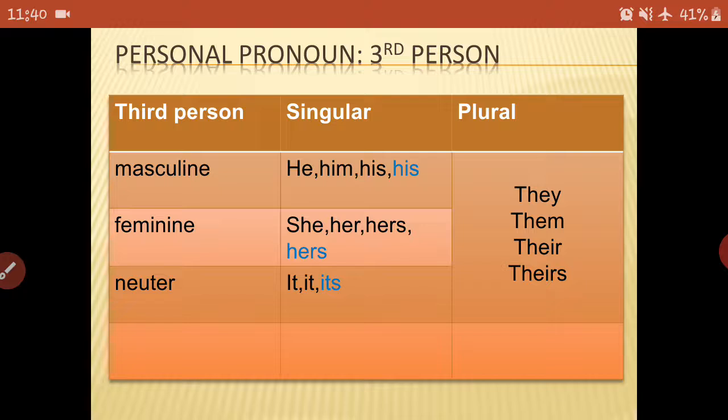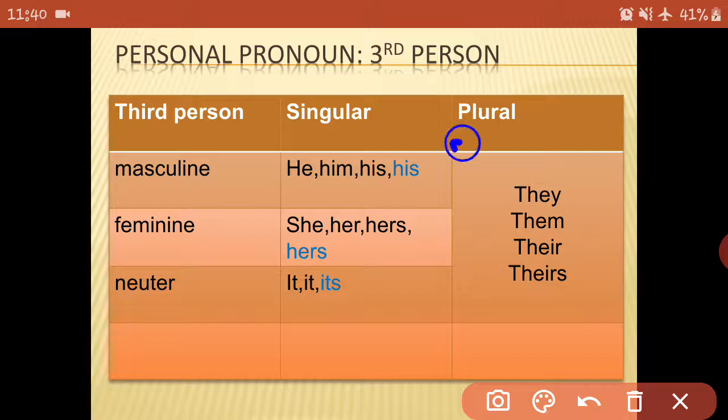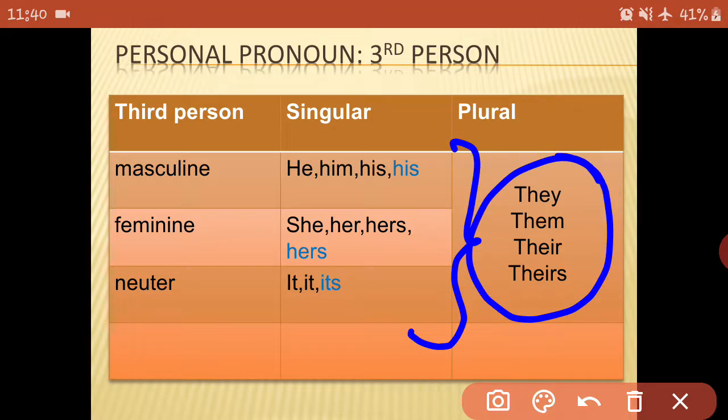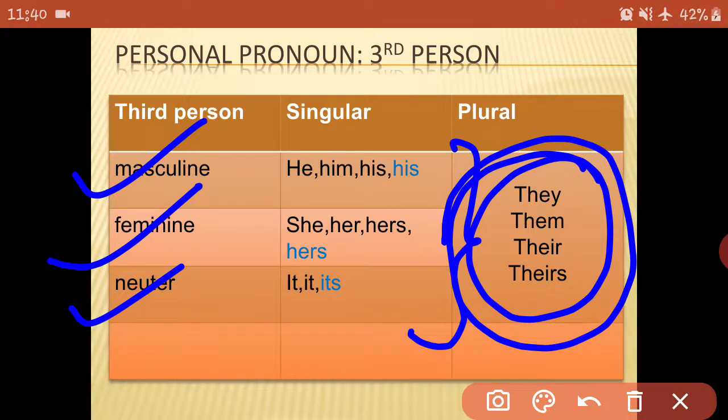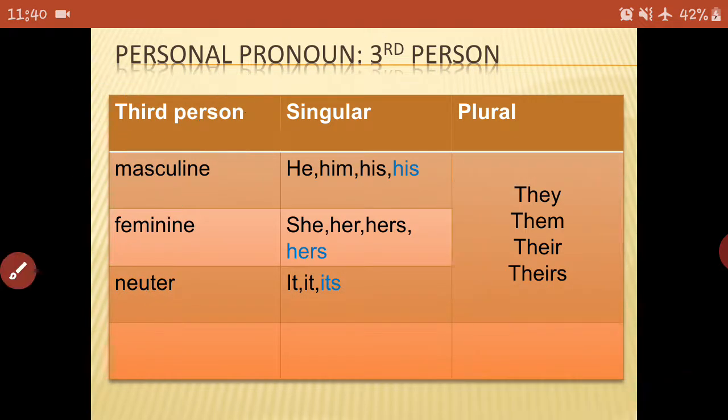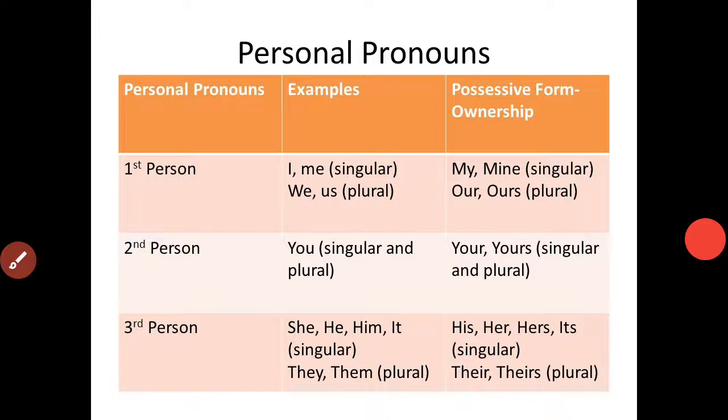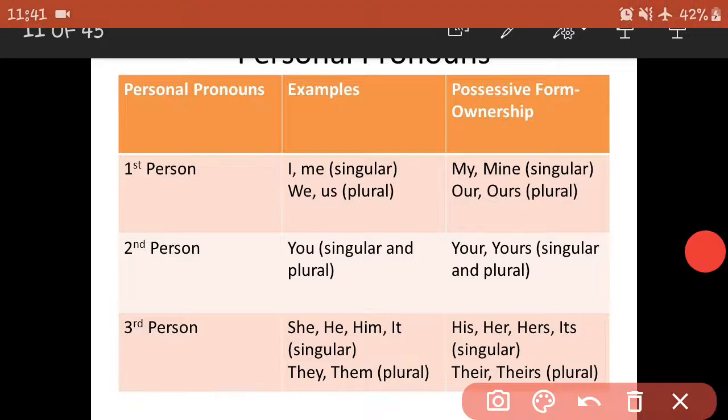Then in plural form, you can see they, them, their, theirs. That means the plural form of the third person for all the genders is the same. Even if it is masculine, feminine or neuter, you have to use these pronouns only in the place of personal pronoun third person. Now here you can see it is a deep table of personal pronoun where the bifurcation of the possessive form ownership is also given. I request you all to copy this pronoun.